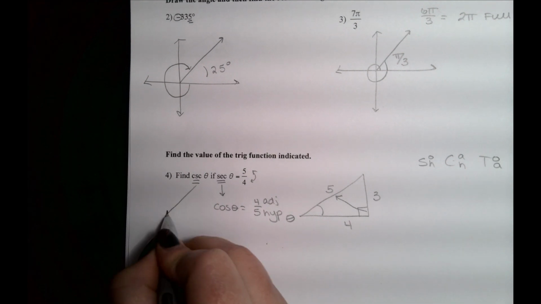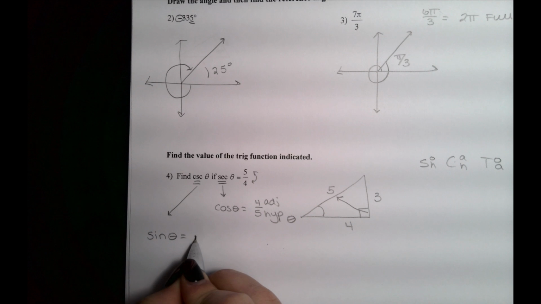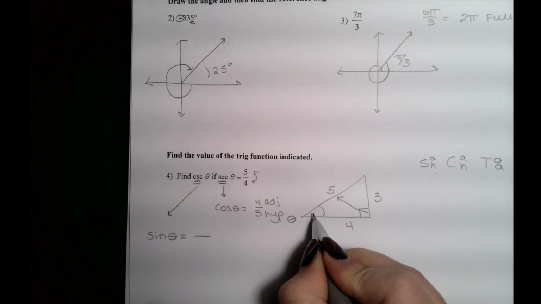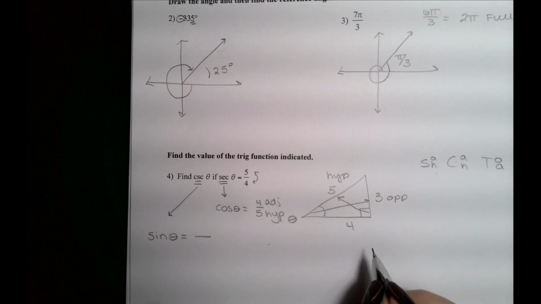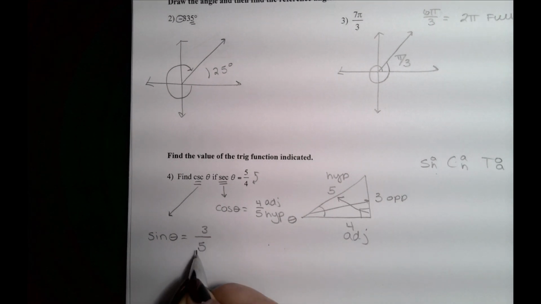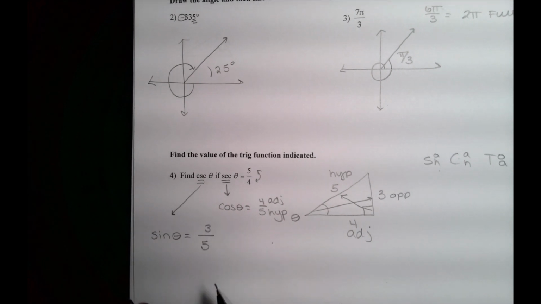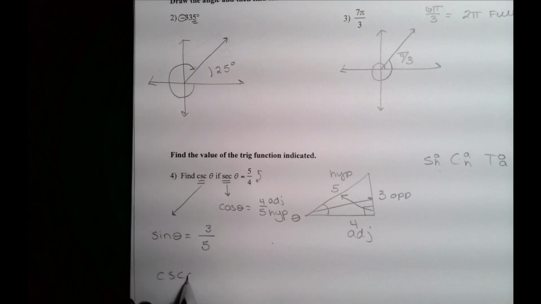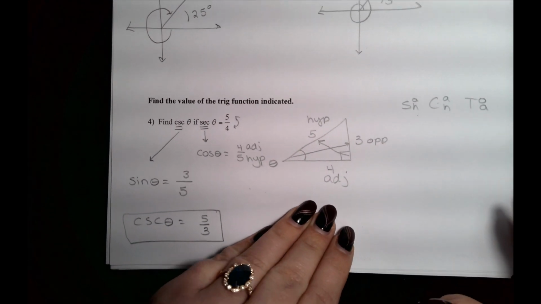And if it's asking you for cosecant, we can first find sine of theta. Sine of theta is opposite over hypotenuse. This is our opposite. Here's our hypotenuse. Here's our adjacent. Opposite is 3, hypotenuse is 5. But that's not what they're asking us for. They're asking us for cosecant, which is the reciprocal of sine. So cosecant of theta is 5/3. Moving on to the next one.